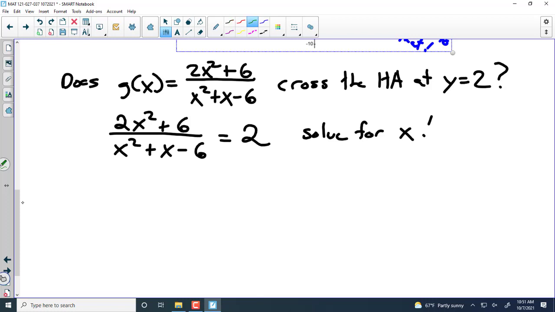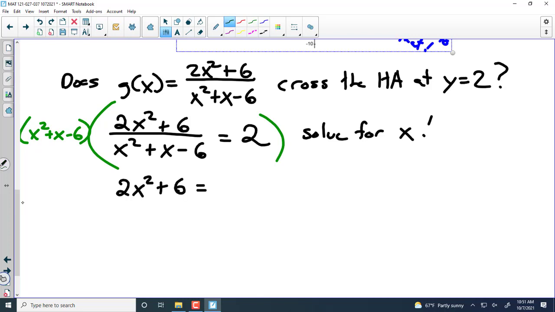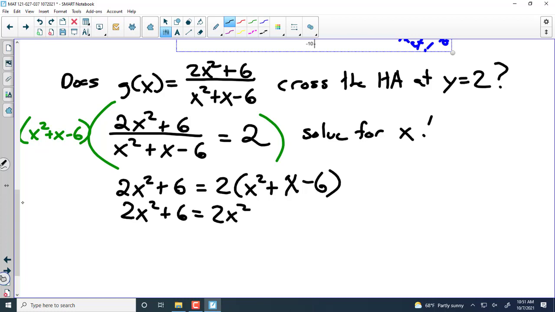How do you solve this for x? What does every math student hate that starts with F? We hate fractions. Do we hate fractions? Most of us do. So kill the fraction. Multiply everything by that denominator. And you will get 2x squared plus 6 equals 2 times x squared plus x minus 6. Distribute. And simplify. And there's a really beautiful simplification you do right here.